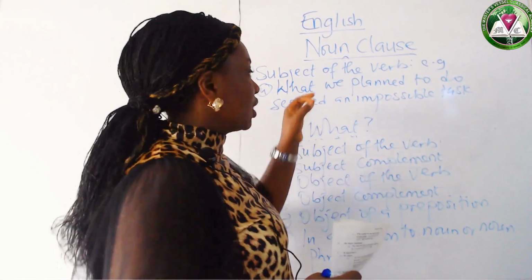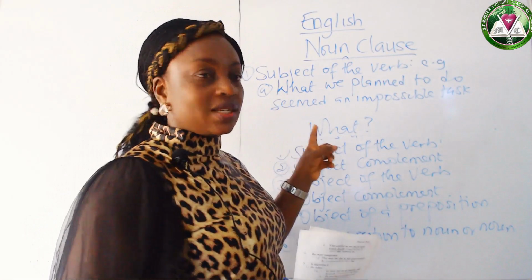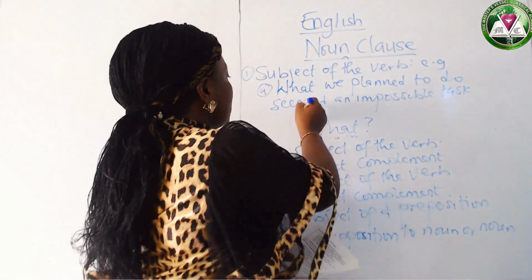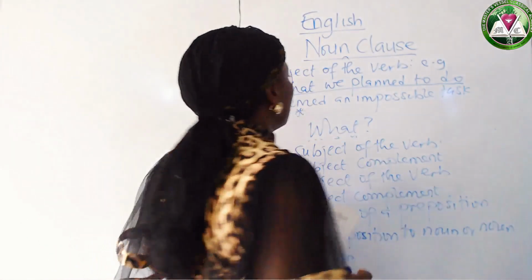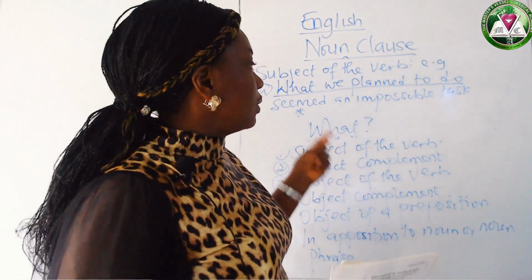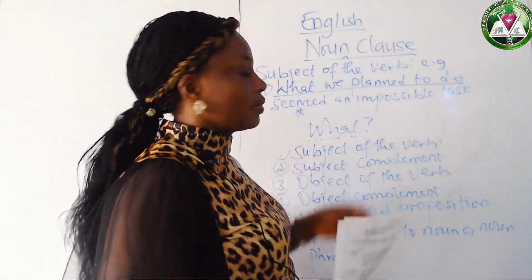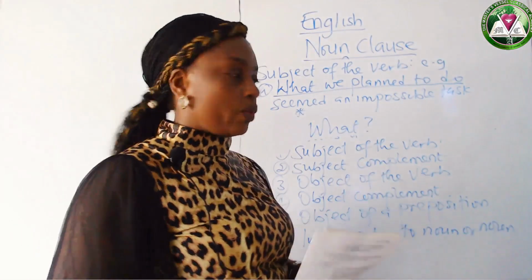Okay. What we plan to do seemed an impossible task. Now, what is functioning as the subject of this sentence? What is occupying the first position in this sentence? And what is also coming before the verb seemed in this sentence? And that is what we plan to do. So that is our noun clause. And it asks the question, what seemed an impossible task? What we plan to do. You can see it has answered that question.